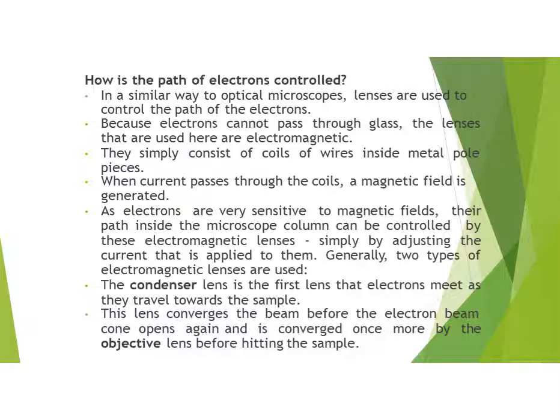Generally, two types of electromagnetic lenses are used. The first is the condenser lens, which is the first lens that electrons meet as they travel toward the sample. This lens converges the beam before the electron beam cone opens again and is converged once more by the objective lens before hitting the sample.